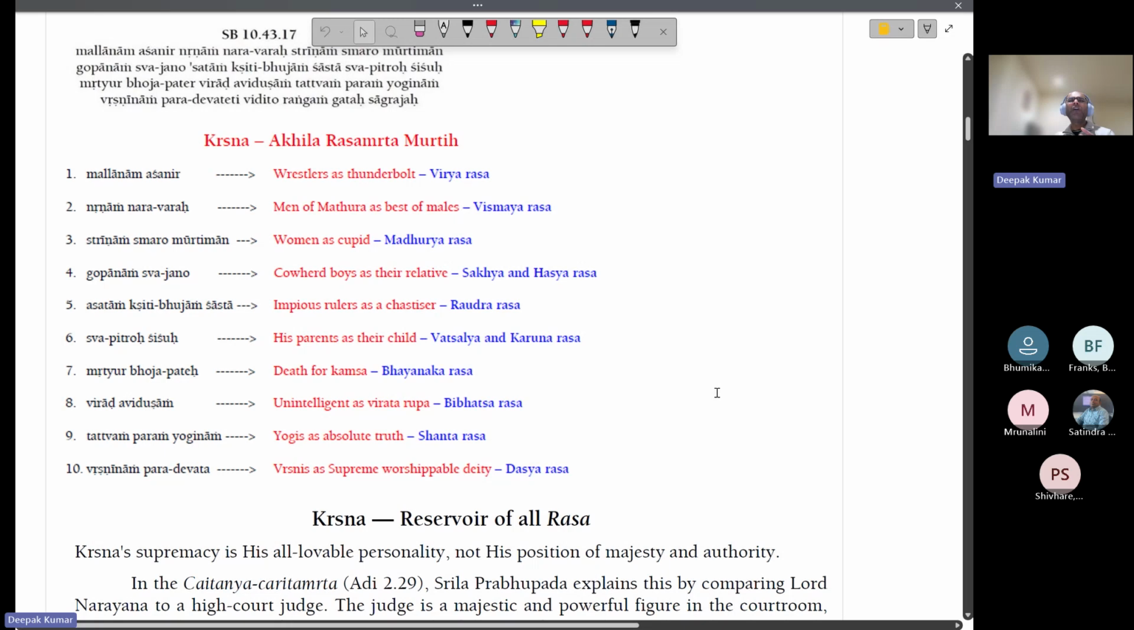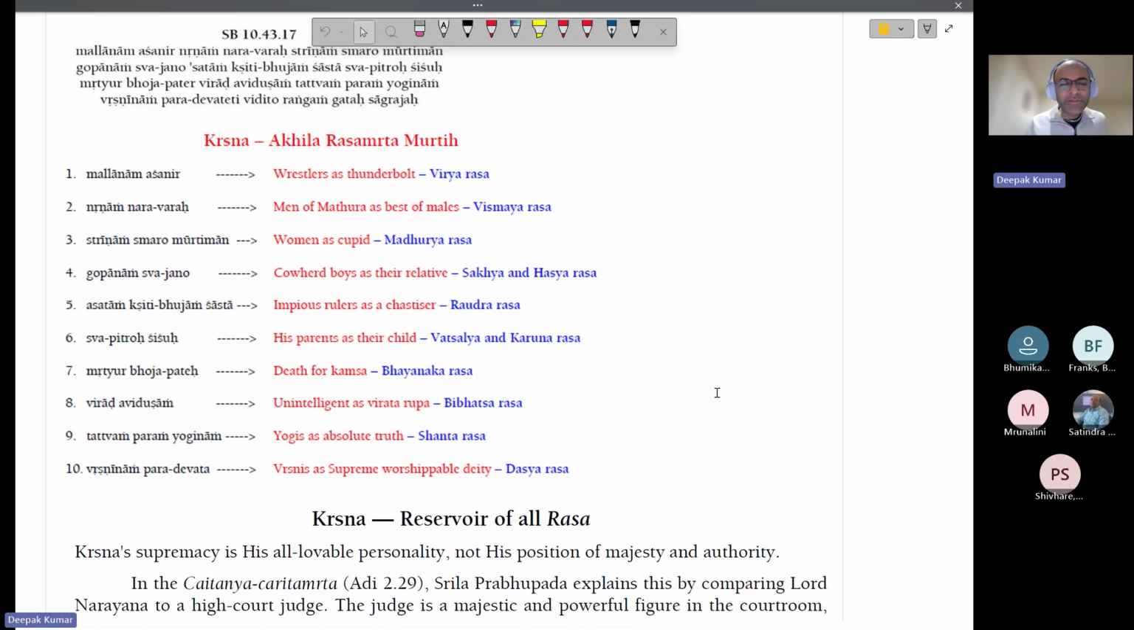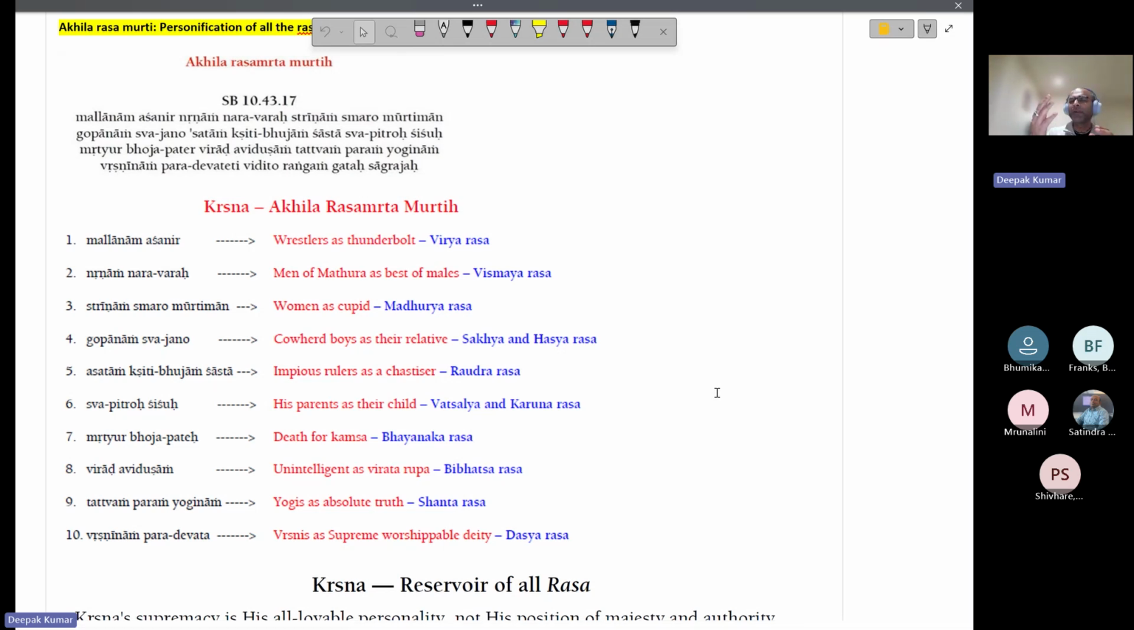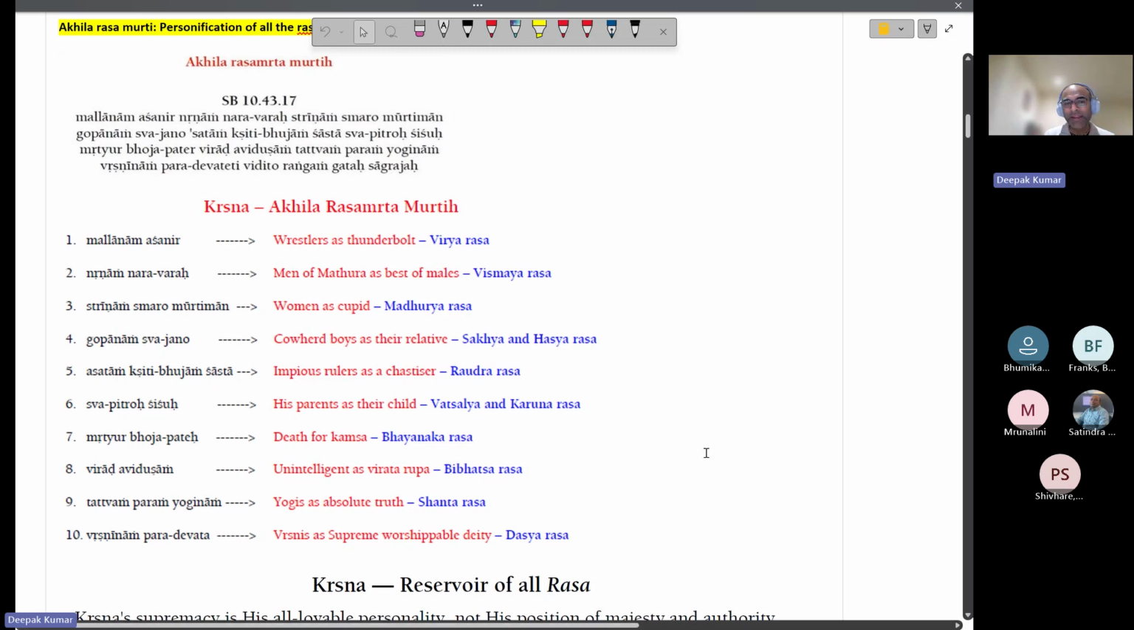So there are all his subjects, right? In Mathura, they're saying, oh, wow, he will be our king, right? They are Dasya Rasa. So see why it is saying Akhila Rasamrita Murti: when Krishna is seen by a group of people, all different kinds of rasa can be felt, right? So that's the reason why Krishna is defined as Akhila Rasamrita Murti. He is the personification of all the rasas, and that's the reason why this particular verse has been taken.